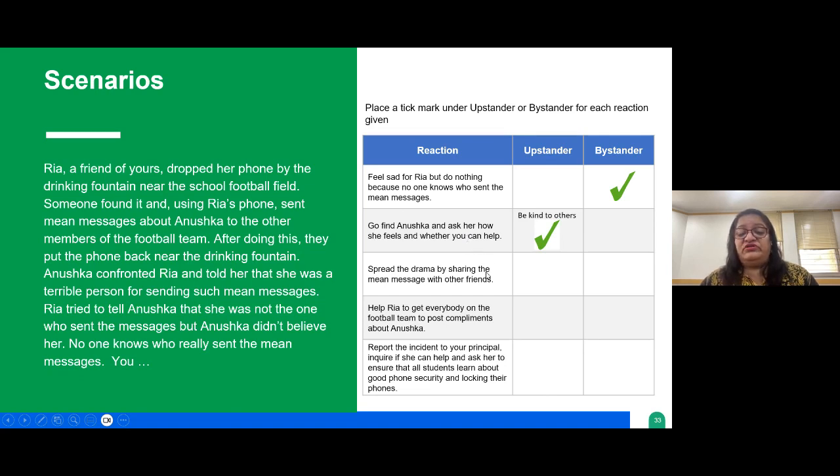Let's talk about the third scenario, where you spread the drama. What is the reaction to this? Would you be an upstander or a bystander? You're spreading the drama by sharing the mean message with other friends. Who are you? An upstander or a bystander?